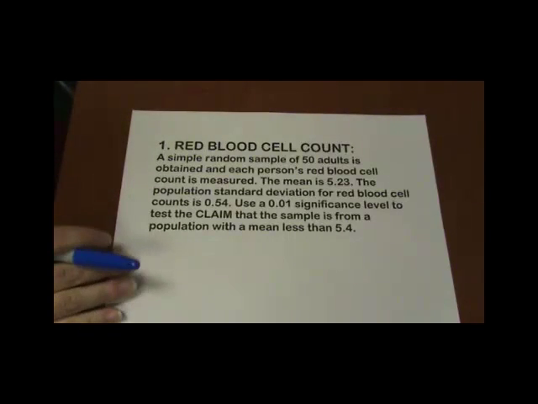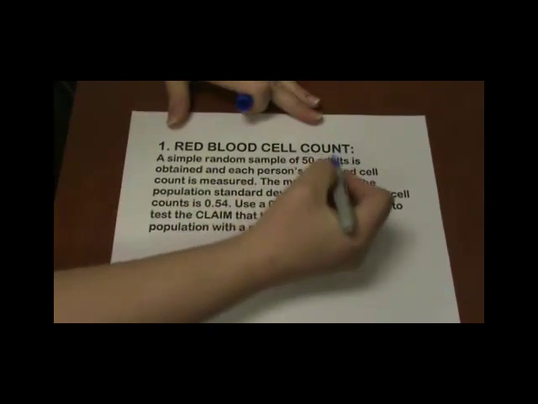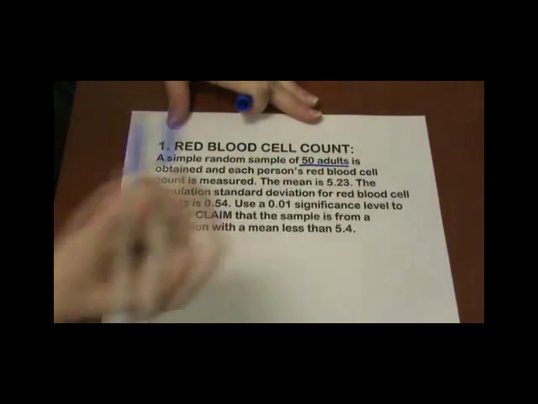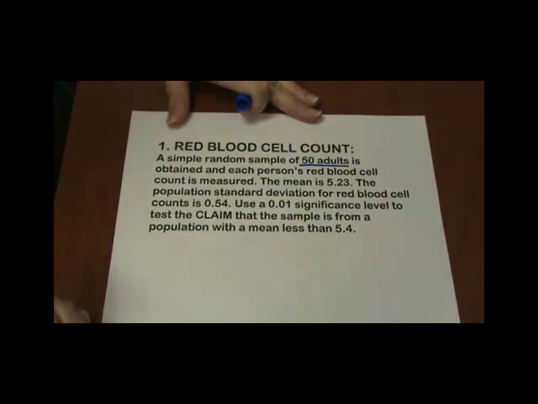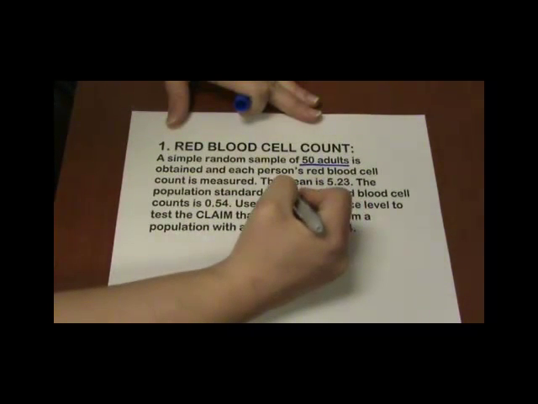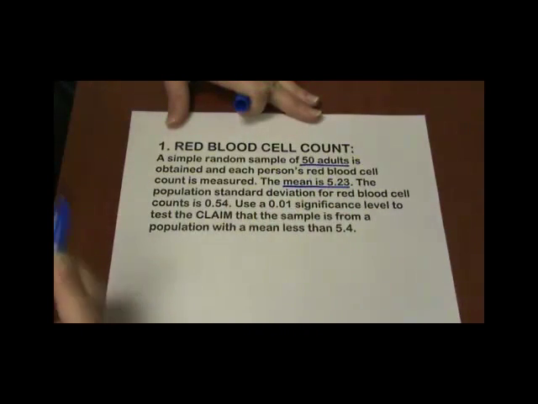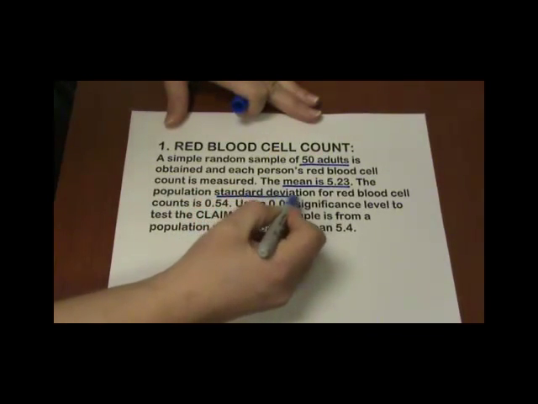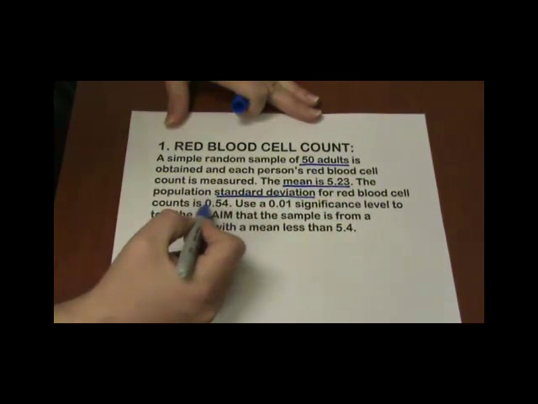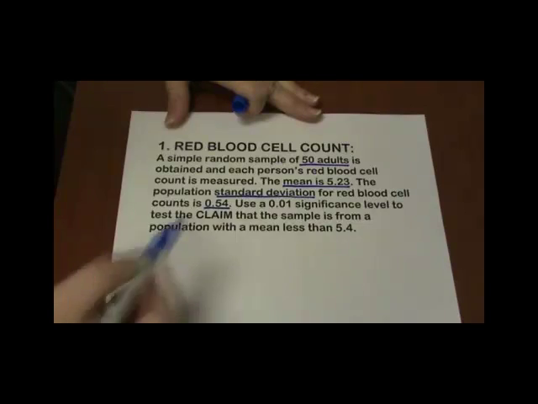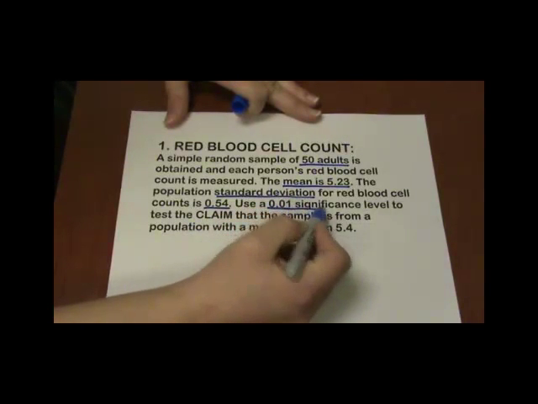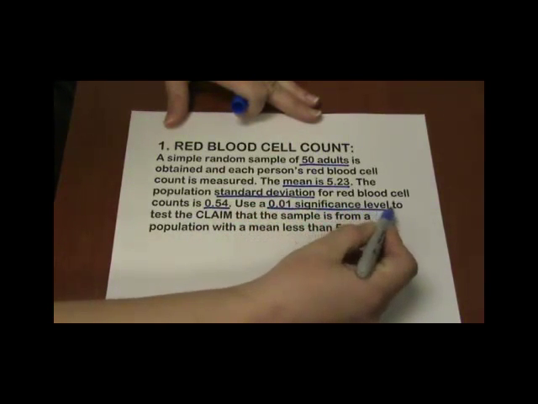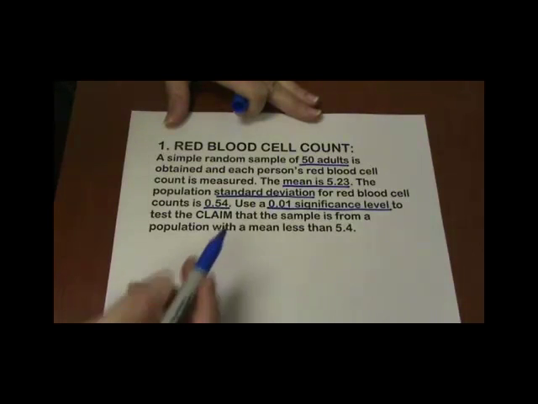Very important. This is a simple random sample of 50 adults is obtained and each person's red blood cell count is measured. The mean is 5.23. This is the mean of the sample. Very important. The population standard deviation is 0.54. Use a 0.01 significance level, remember that's alpha, to test the claim.